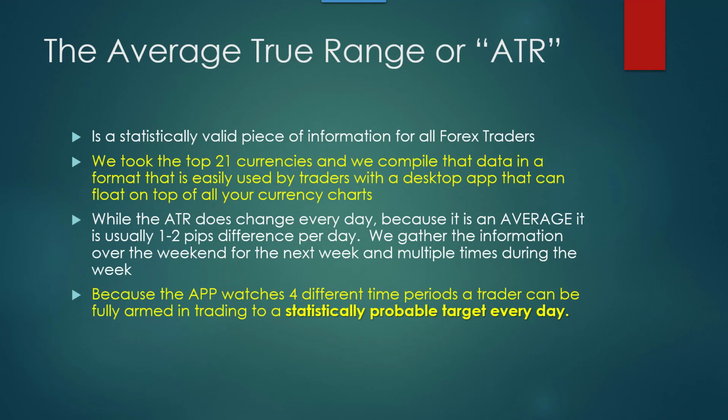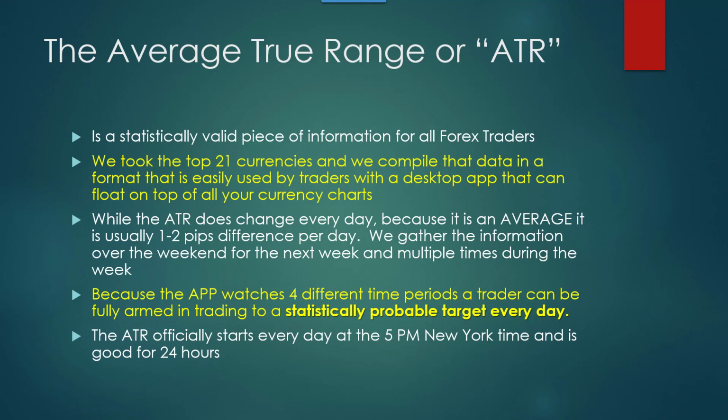Because the app watches 4 different time periods, a trader can be fully armed in trading to a statistically probable target every day. The ATR officially starts every day at the 5 p.m. New York time and is good for 24 hours. And so you need to know where the 5 p.m. candle is in your part of the world, New York time.